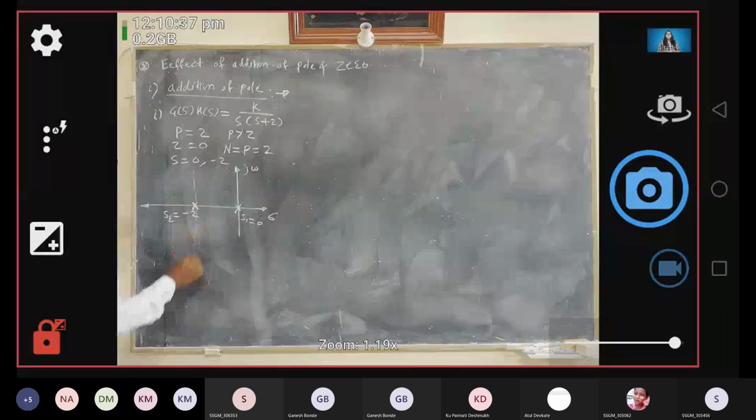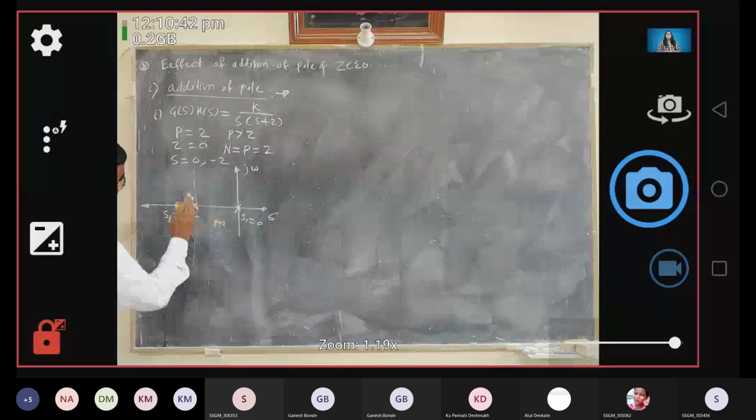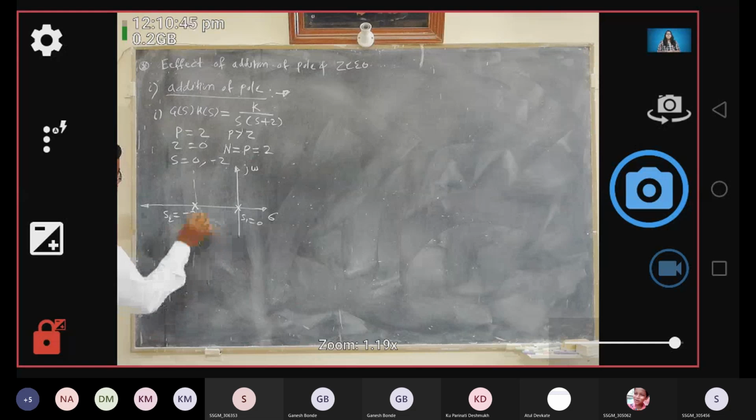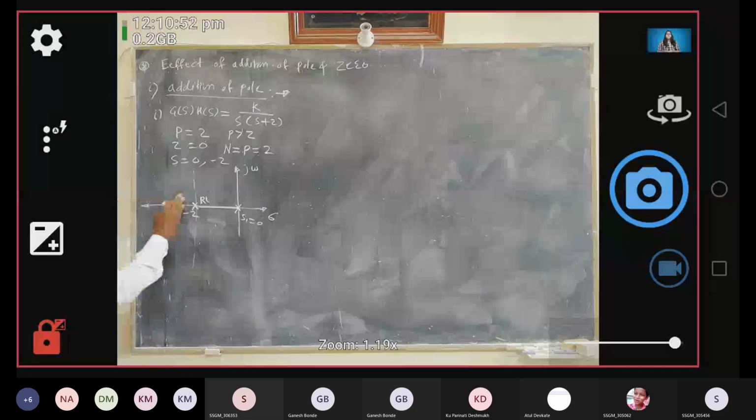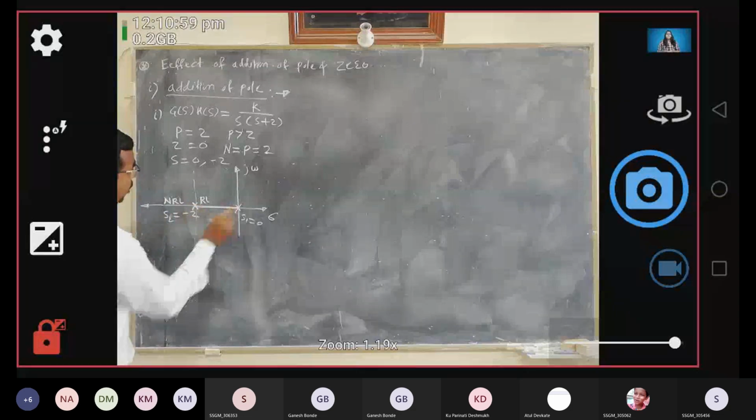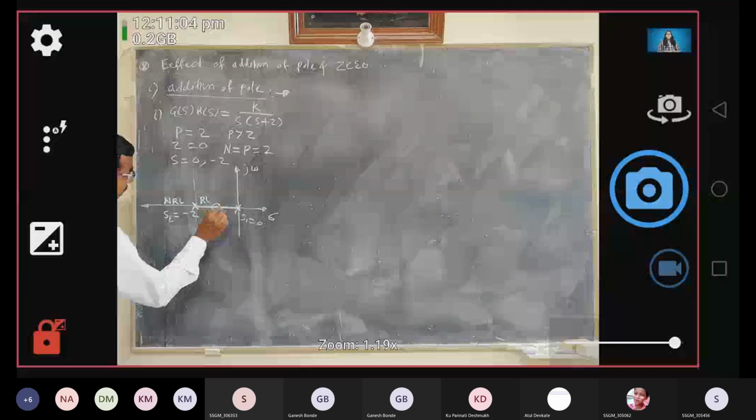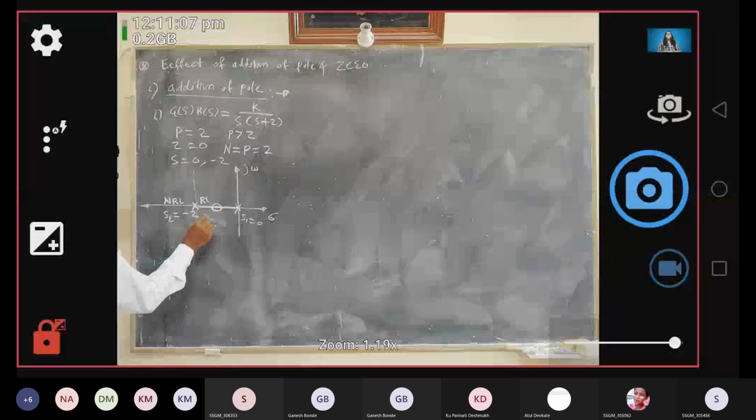If you divide this section, beyond this point P plus Z for this section is odd. Therefore, this will be the part of root locus, so I have darkened this section. Beyond this part, P plus Z is 2, so this will be part of non-root locus. After that, as two consecutive poles are there, there should be existence of one breakaway point here, somewhere here. I am not going to calculate it, just a rough sketch.